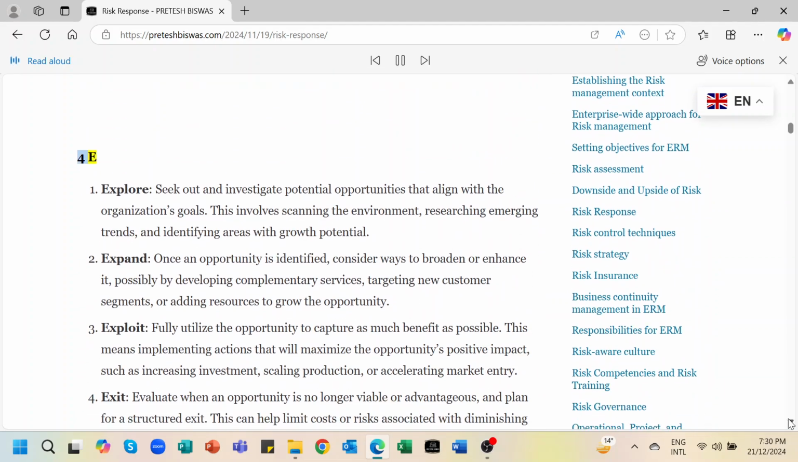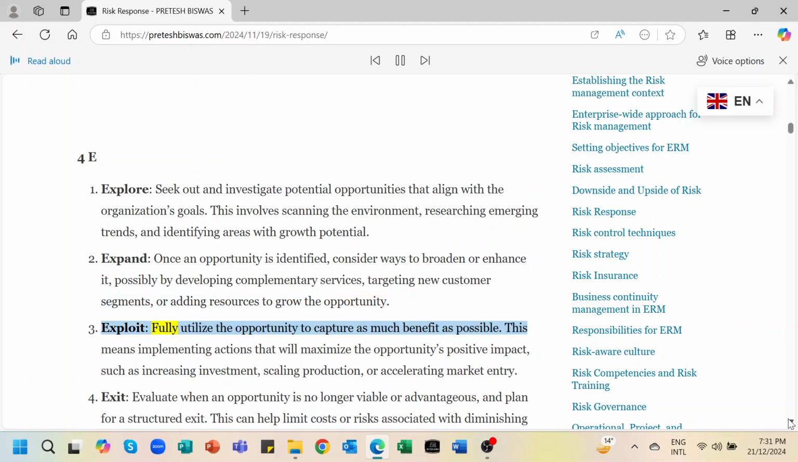4E. Explore. Seek out and investigate potential opportunities that align with the organization's goals. This involves scanning the environment, researching emerging trends, and identifying areas with growth potential. Expand. Once an opportunity is identified, consider ways to broaden or enhance it, possibly by developing complementary services, targeting new customer segments, or adding resources to grow the opportunity.